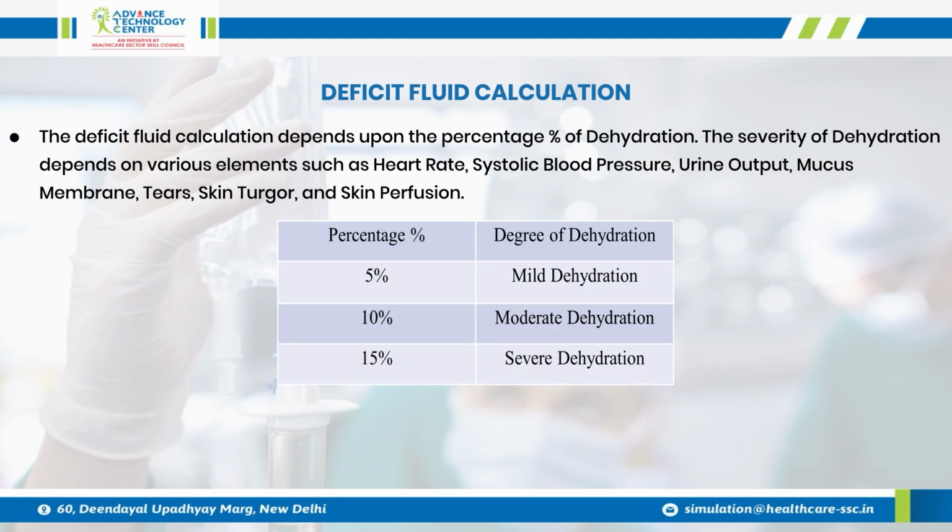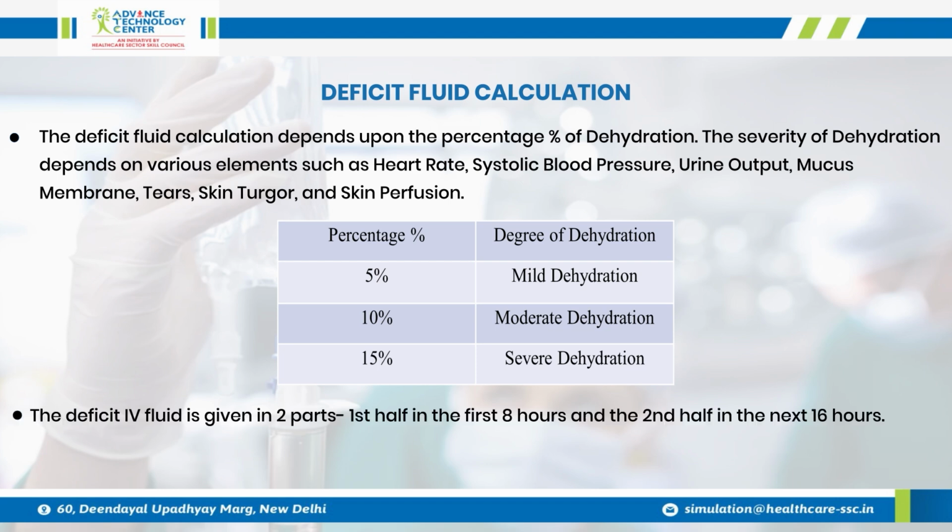Dehydration levels: 5% is mild dehydration, with thirst and slight fatigue. 10% is moderate dehydration, with dizziness, weakness, and low urine output. 15% is severe dehydration, which is life-threatening, with confusion and loss of consciousness. Immediate medical help is needed. The total deficit is given in 2 phases, half in the first 8 hours and the remainder over the next 16 hours. Timely delivery is key to effective rehydration.